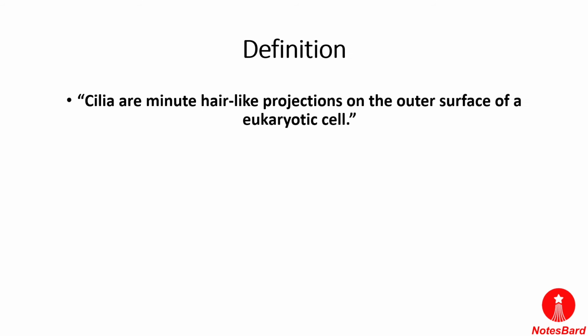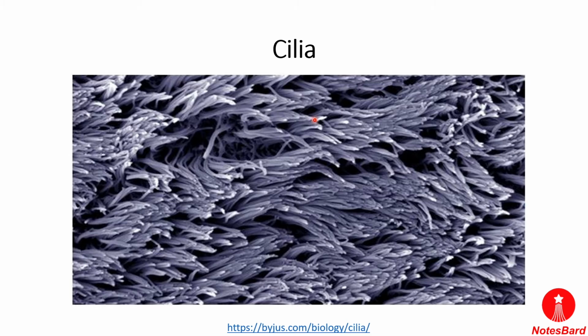So let's start with the definition first. We have discussed that cilia are minute hair-like projections on the outer surface of the eukaryotic cell. Now this is how a cilia looks like. These are hair-like projections which are present on the surface of the eukaryotic cell.